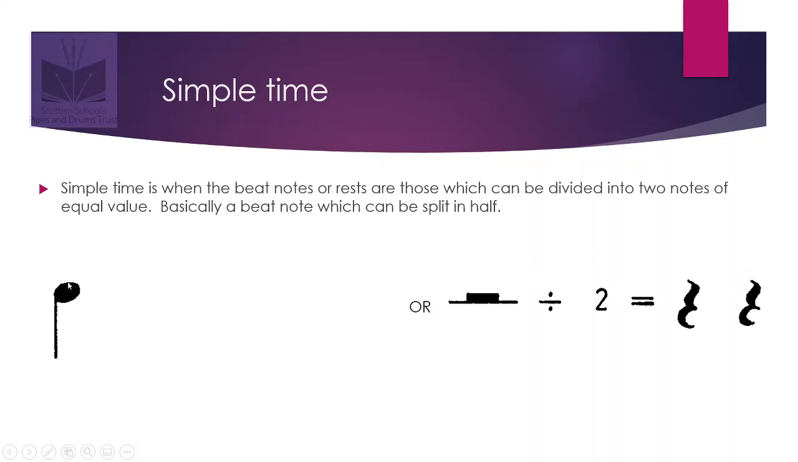Or you're taking this crotchet, and I can smell a funny animation coming. Ooh, there it is. Splitting that crotchet in half, you're getting 2 quavers. Okay, so if the note cannot be split in half, then it is not a simple note.